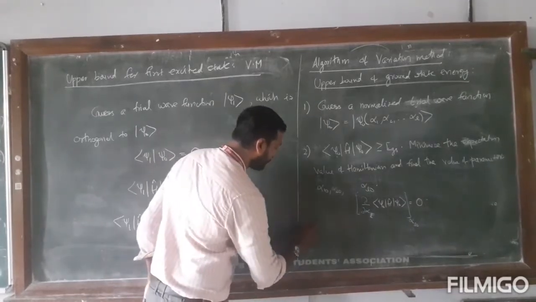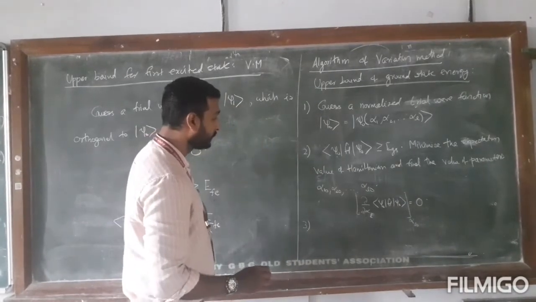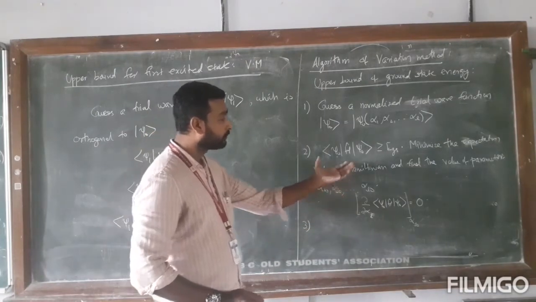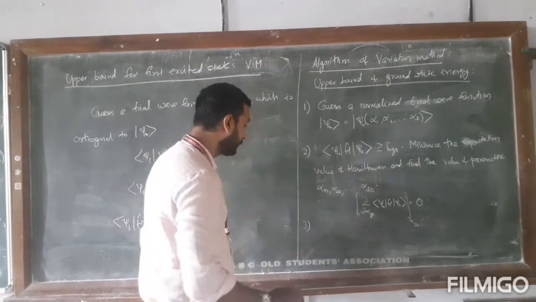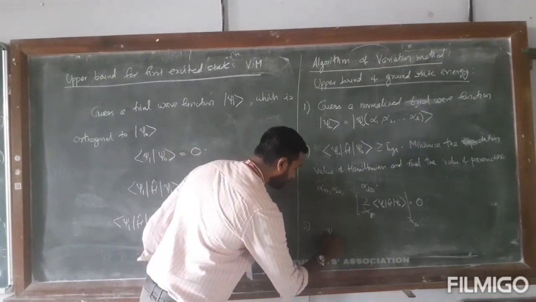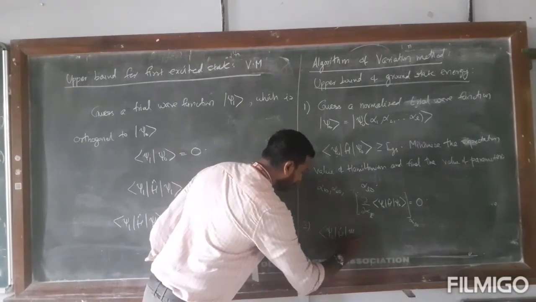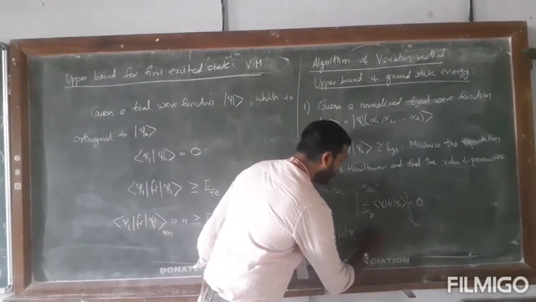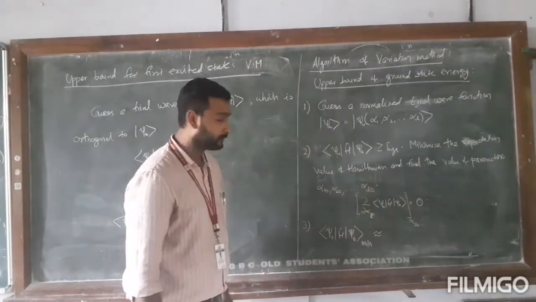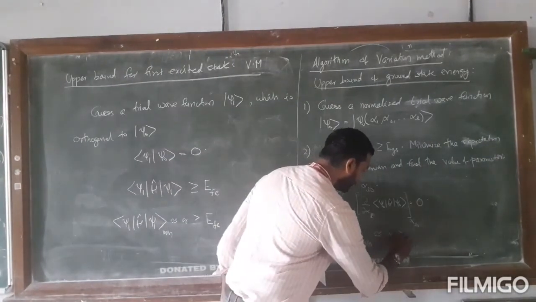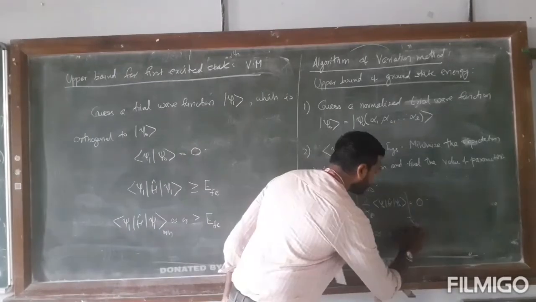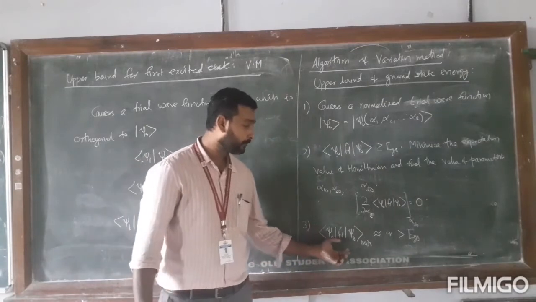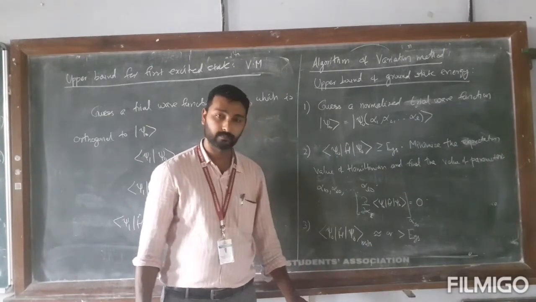Okay, now the third step. So what is the third step? From that we can find the lower limit of this expectation value. Then the fourth step is this psi 0, H, psi 0 minimum. Either it would be approximately equal or slightly greater than the ground state energy. So with this we will find the upper bound for the ground state energy.